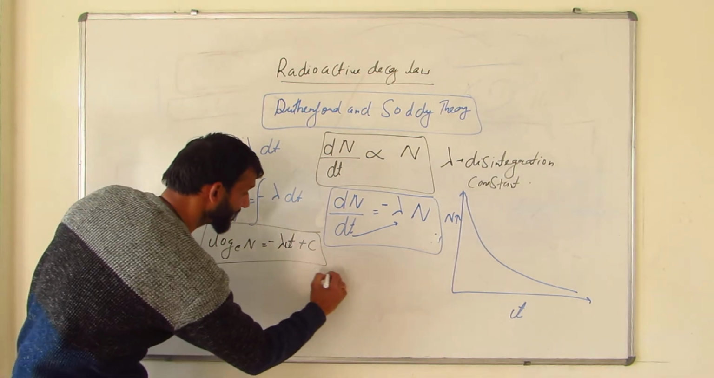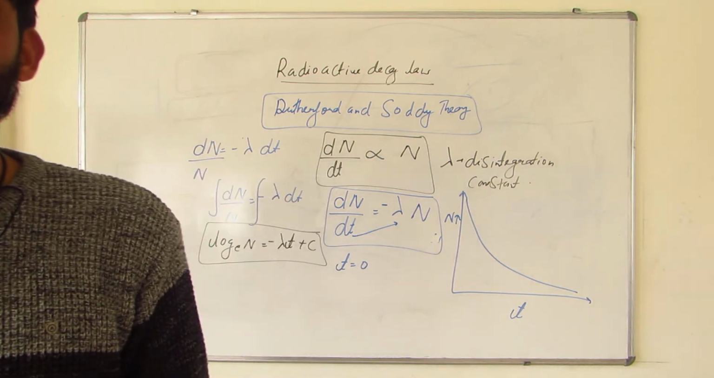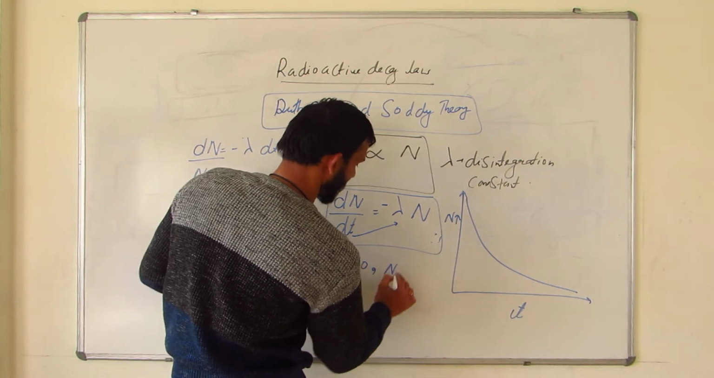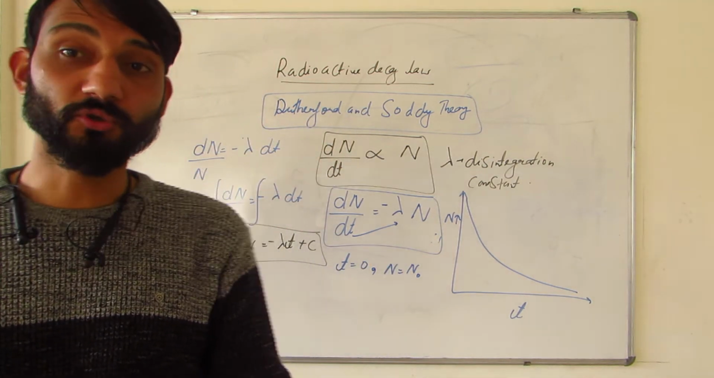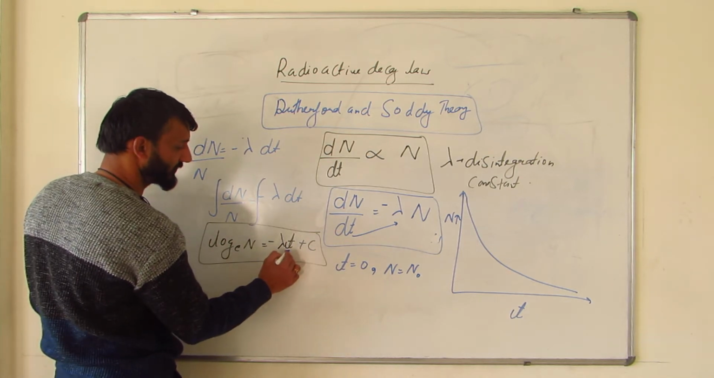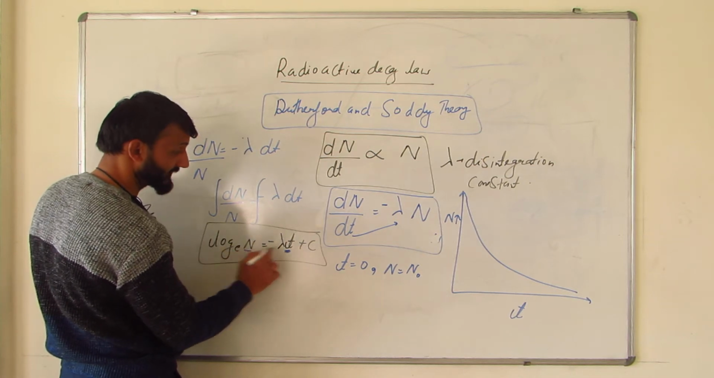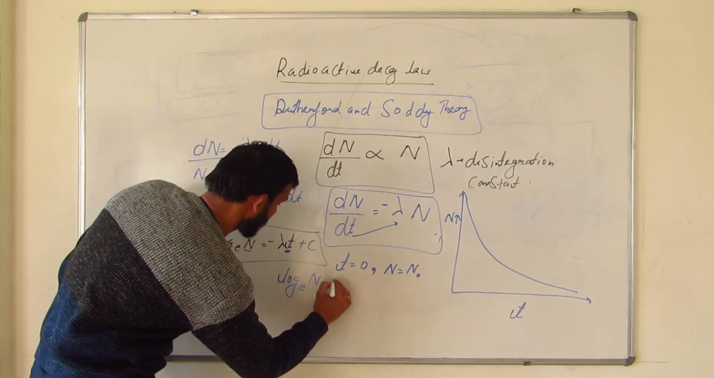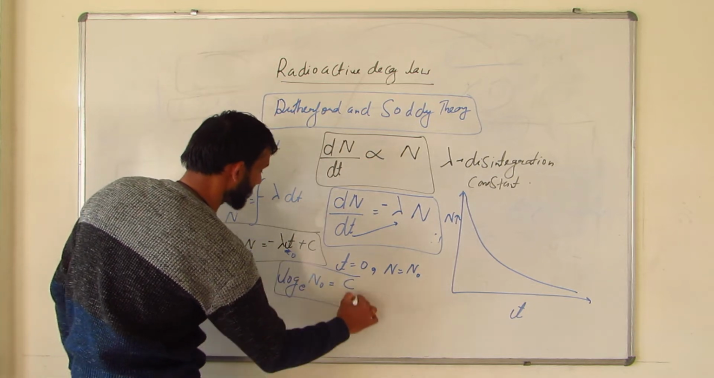What is the initial condition? If time is equal to 0, it means the disintegration process has not started, so the sample number would be the initial number, which is N naught. So I use this condition to find c: putting t equal to 0 and N equal to N naught, log base e N naught is equal to c.